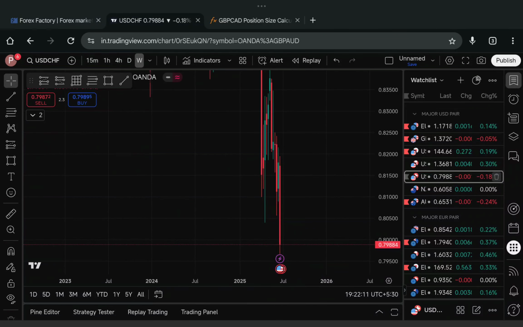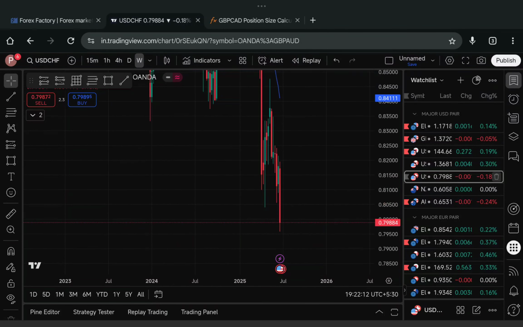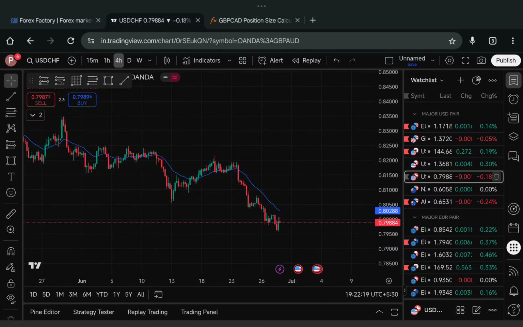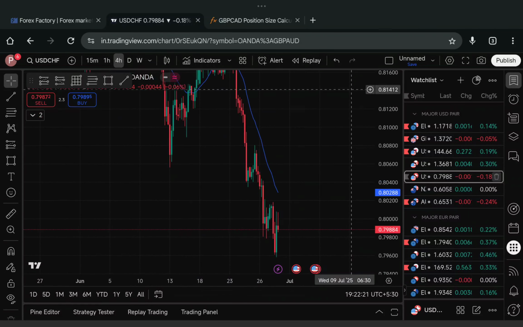At the weekly time frame, again it is in a downtrend. At the daily time frame it is in a downtrend, and at the 4 hour time frame it is in a downtrend, but I don't see any openings.